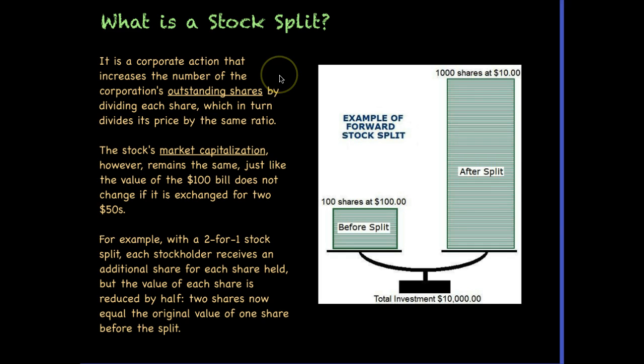Let's go ahead and read more specifically. It is a corporate action that increases the number of corporation's outstanding shares by dividing each share, which in turn divides its price by the same ratio. The stock's market capitalization remains the same, just like the value of a $100 bill does not change if it is exchanged for two 50s. For example, with a 2-for-1 stock split, each stockholder receives an additional share for each share held, but the value of each share is reduced by half. 2 shares now equal the original value of 1 share before the split.